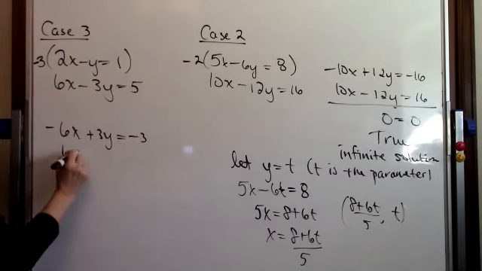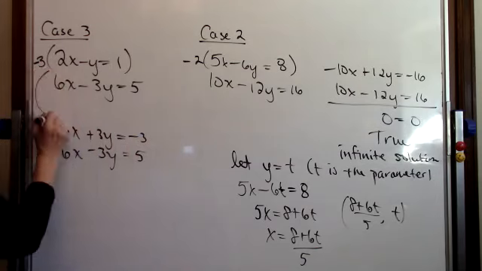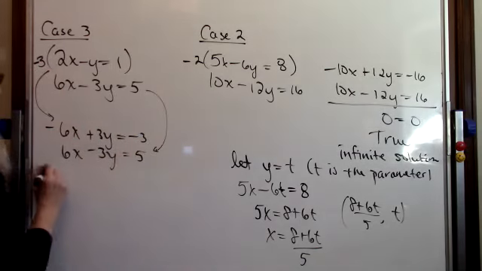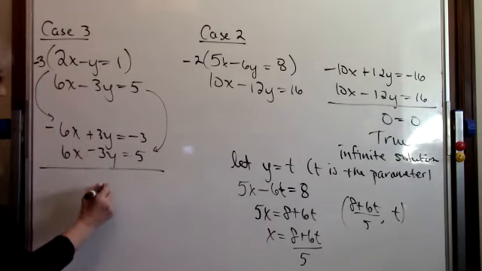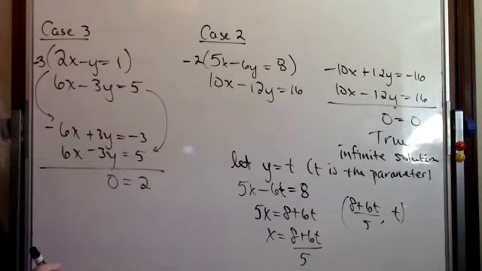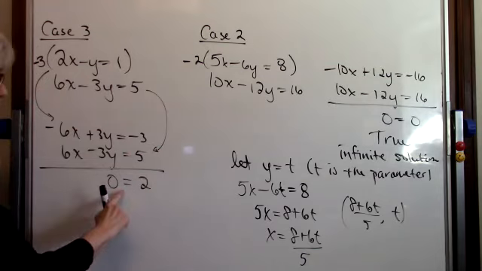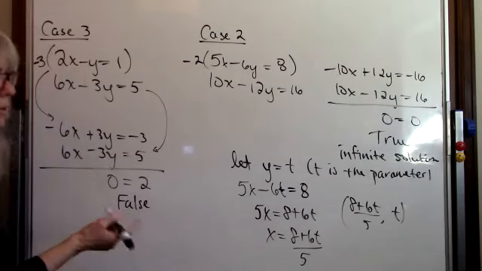I'll copy the second equation the way it is: 6x minus 3y equals 5. So again, here's the top equation, here's the bottom equation. Adding them together this time, the x's cancel again. The y's cancel again. So I get 0. But on the other side of the equal sign, the numbers don't cancel and we end up with a 2. So I get 0 equals 2, which is a false statement. So that's how I know it's a no solution.